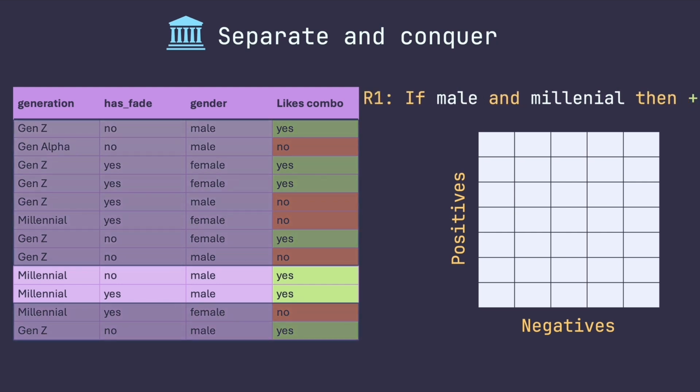And we start with some rule, like let's say this one: if male and millennial, then plus. So if there's a male and they are millennial, then they would like the combo. These rules that we're trying to get are the ones which would basically have the highest correctness, which means they have the most positives and no negatives.